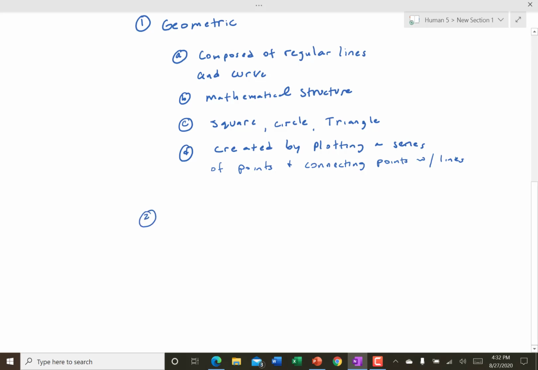Then we have organic. A lot of times you'll see geometric shapes done with the use of a tool, because if you're trying to get it as exact as possible, it's helpful to have a ruler or other measuring device, and that's also where you get the mathematical component. So organic shapes are made up of unpredictable, irregular lines.